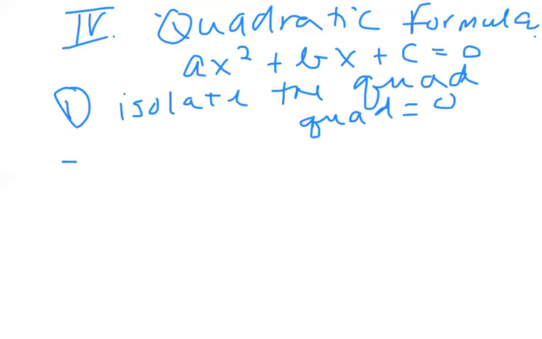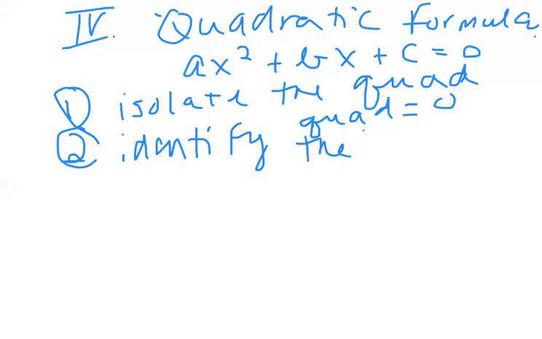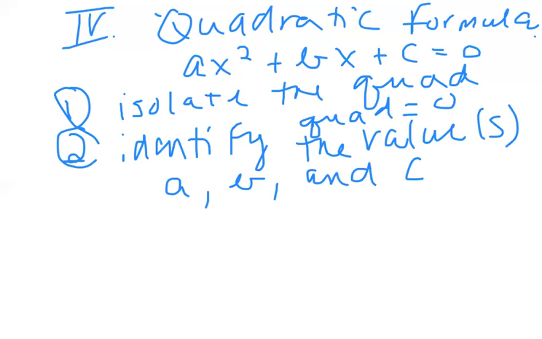Number 2, you're going to identify or list the values of A, B, and C. A, B, and C, guys, okay? Now remember, A is the number in front of x squared, the leading coefficient. B is the coefficient of x, and C is the constant term. So guys, what happens though? Remember, A cannot equal 0, because if A is equal to 0, you no longer have a quadratic equation.